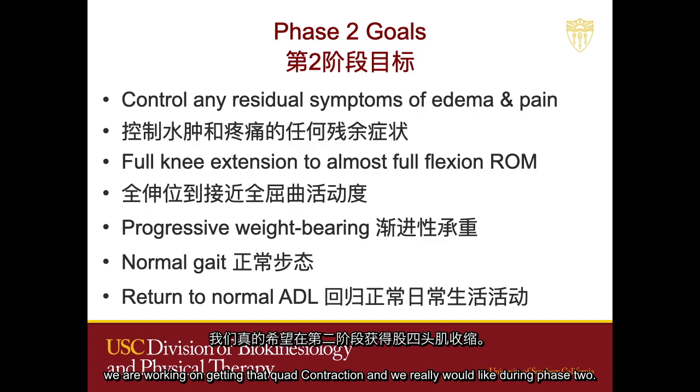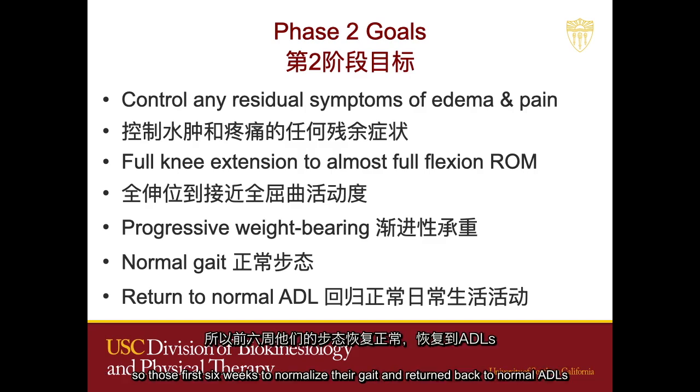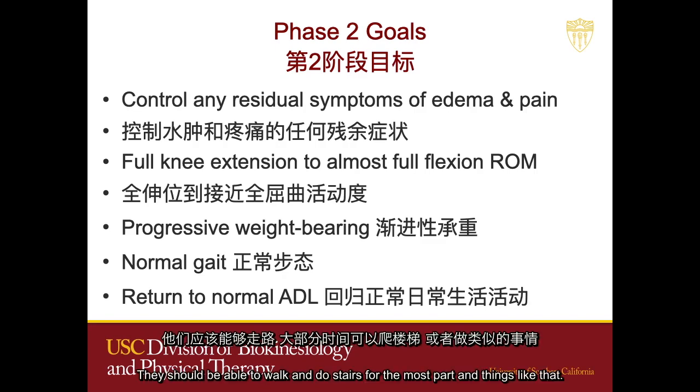And we really would like during phase 2, so those first 6 weeks, to normalize their gait and return back to normal ADL. So at the end of 6 weeks, they should be able to walk and do stairs for the most part and things like that.